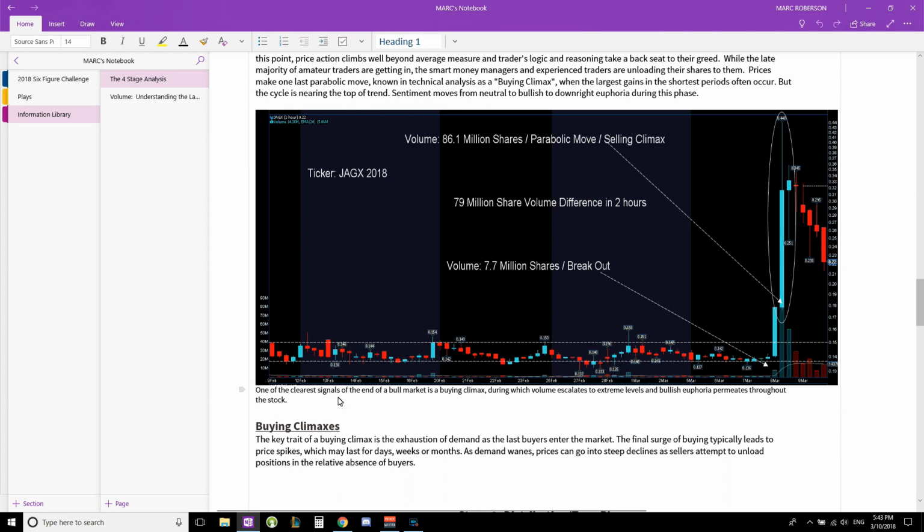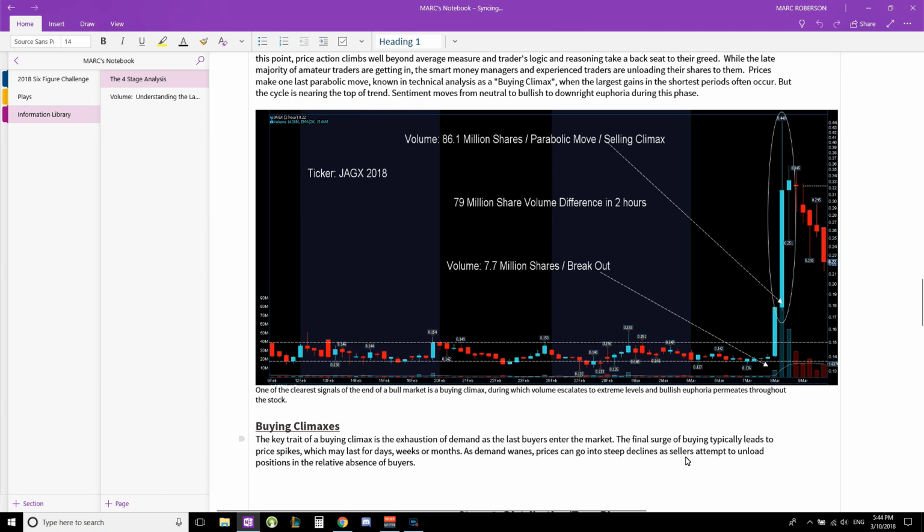One of the clearest signals of the end of a bull market is a buying climax, during which volume escalates to extreme levels and bullish euphoria permeates throughout the stock. The key trait of a buying climax is the exhaustion of demand as the last buyers enter the market. The final surge of buying typically leads to price spikes, which may last for days, weeks, or months. As demand wanes, prices can go into steep declines as sellers attempt to unload positions in the relative absence of buyers.